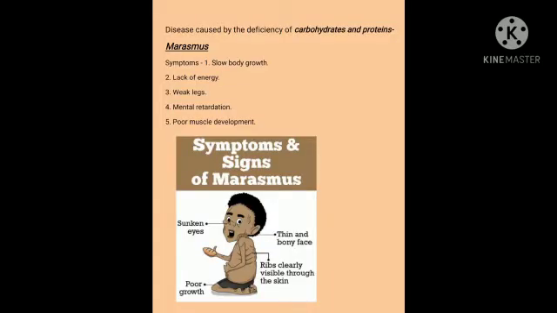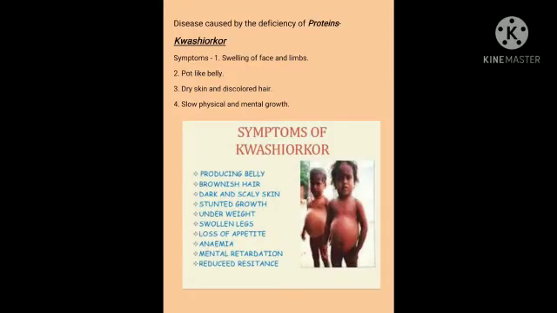So students, marasmus is a disease that is caused by the deficiency of carbohydrates and proteins. Its symptoms are slow body growth, lack of energy, weak legs, mental retardation, poor muscle development. As you see in the diagram, the child has very weak legs and hands. His ribs are clearly visible. Now the next disease is kwashiorkor, which is caused by the deficiency of proteins. Its symptoms are swelling of face and limbs, pot-like belly, dry skin and discolored hair, slow physical and mental growth, as you can see in the diagram.